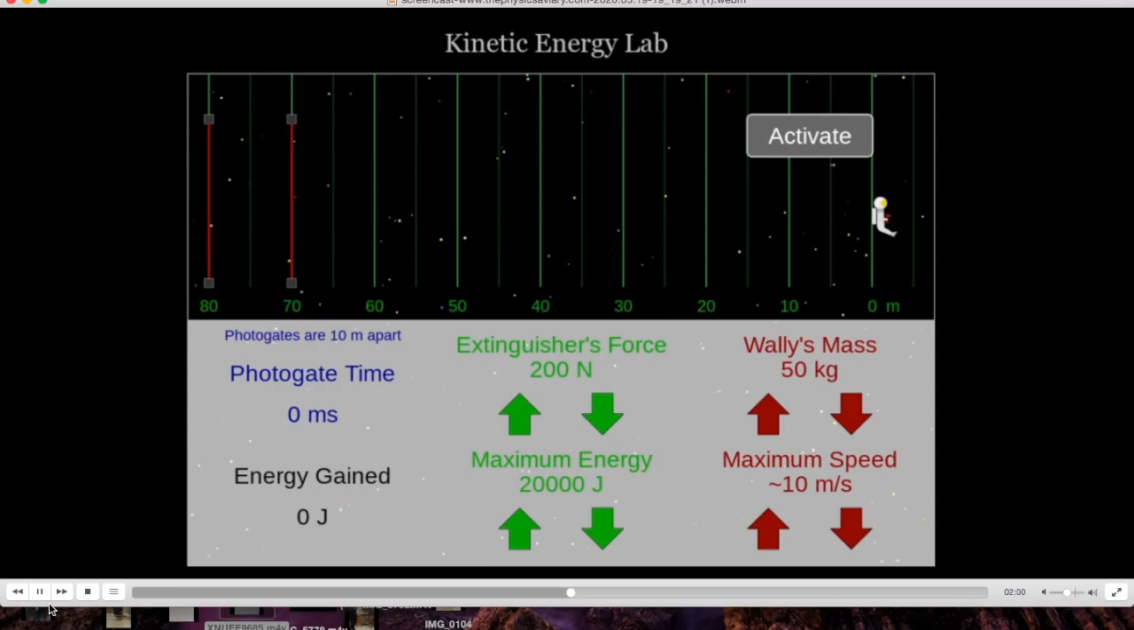So we started at 50 kilograms, we did 5 trials, then we moved it to 55 kilograms, and we did 5 trials. So we press activate, we wrote down the energy gained, activate, again wrote down the energy gained. We did 5 trials for that one. Same thing with 70, 85, and 90.